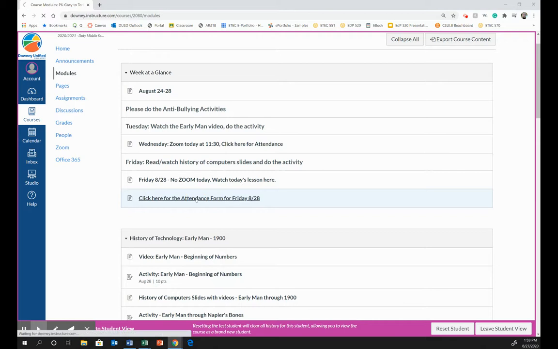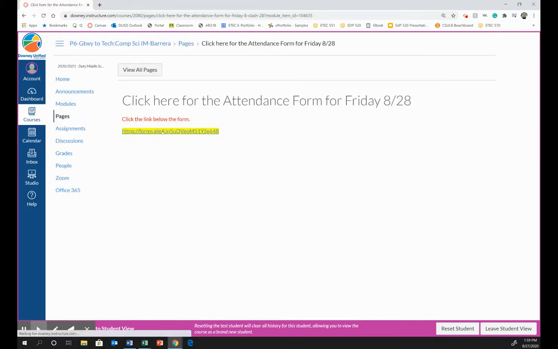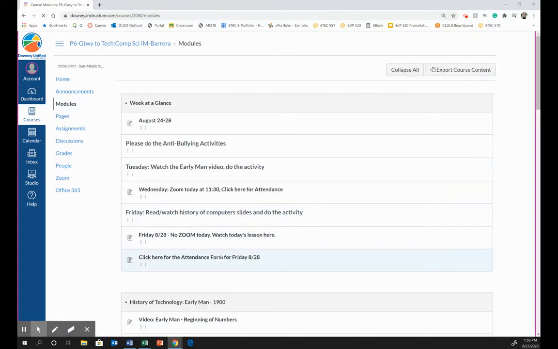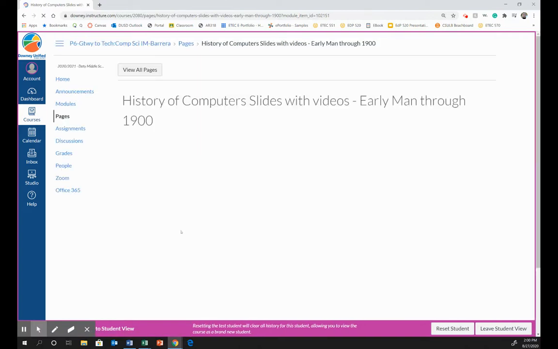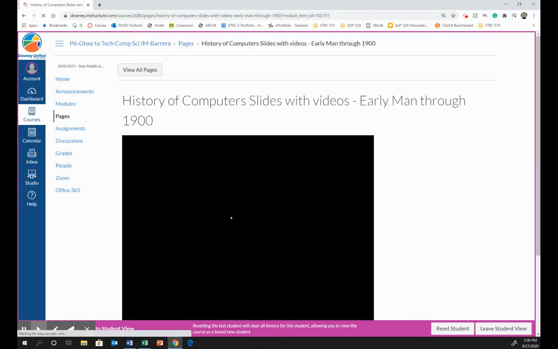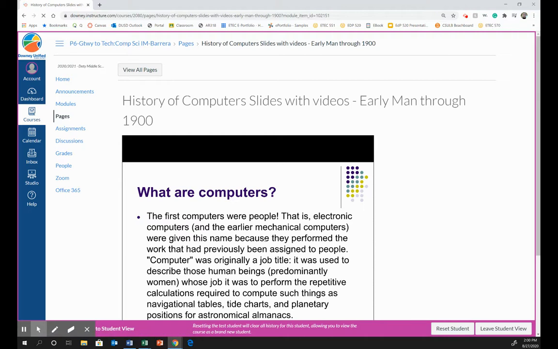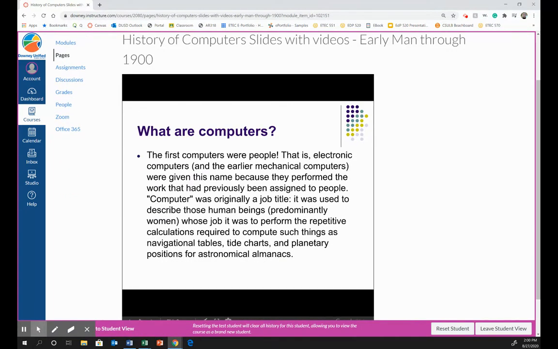Here's another place where you can do attendance. You don't have to do it twice, but it's here just in case you missed it the first time. So make sure you do attendance. In the next module, you'll see the two new assignments and activities here. This is the slideshow that is in the lesson. So you're going to scroll through the slideshow about computers and that the first computers were people.